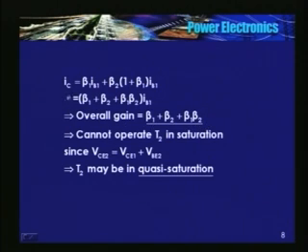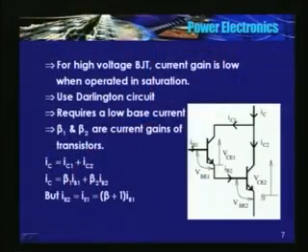So, therefore, for the same IC, I require a very small base current that has to be supplied to transistor 1. But then what is the disadvantage here? Can I operate T2 in saturation? Answer is no. Why? Say in this circuit, what is VCE2?